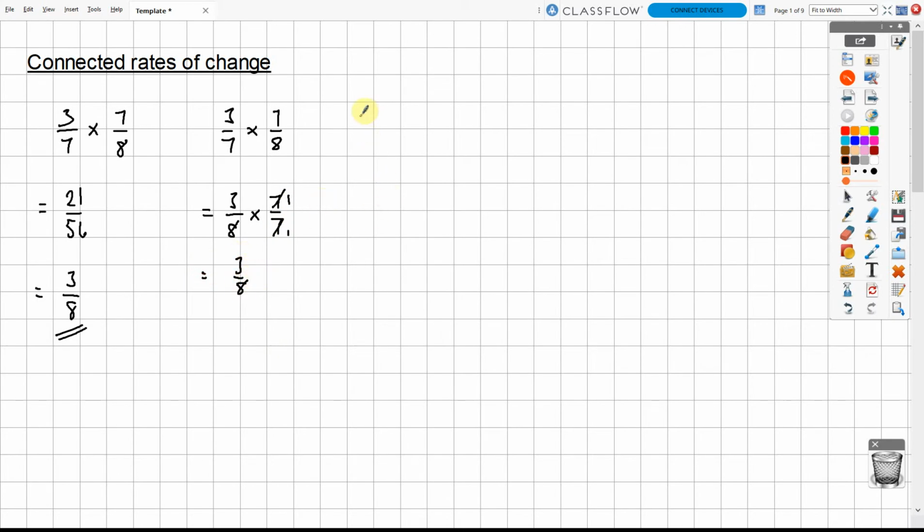But perhaps we can write even less than that. Let's try it one more time. 3/7 times 7/8. Now that we know that we can do this, we can actually say 7 goes into 7 once, 7 goes into 7 once, and the answer is 3 times 1 in the numerator, 1 times 8 in the denominator. And we've got our answer that quickly.